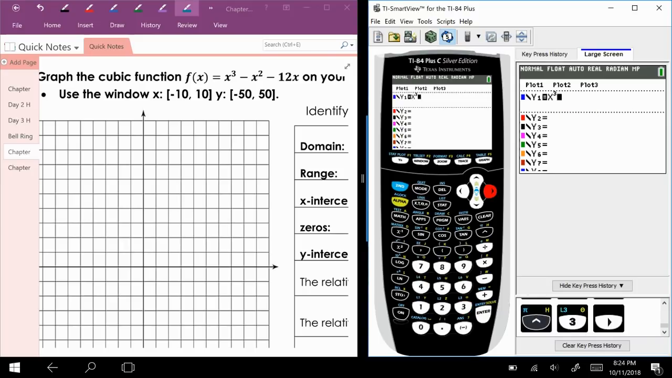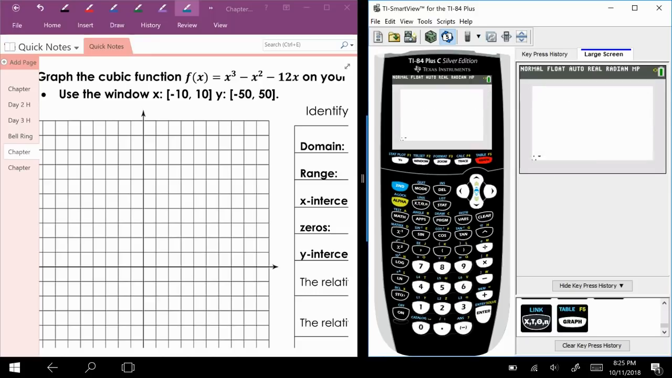Now from here, I think you guys are pretty good at it. So minus x squared, minus 12x. Now be careful because remember, you don't want to hit that negative button. We are subtracting here. Now go ahead and press graph. There we go. We see this nice, pretty graph.